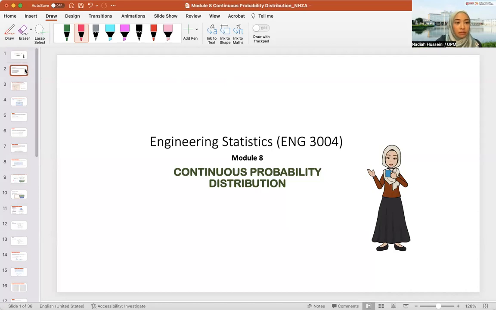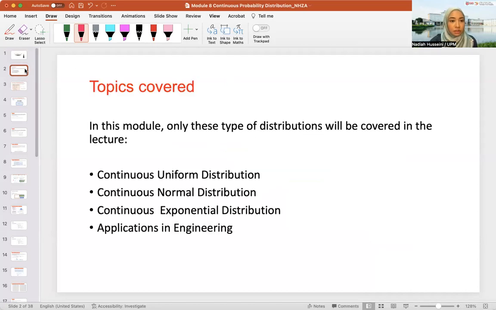Thank you. All right, so for today's topic, we are going to cover these three: the continuous uniform distribution, continuous normal distribution, and continuous exponential distribution. And then we have applications in engineering to show how we use this in real life.